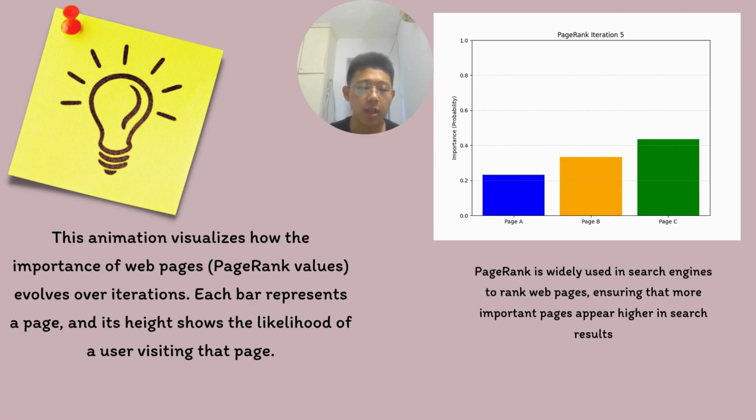This animation shows the calculation process and displays the changes. It visualizes how the importance of web pages evolves over iterations. Each bar represents a page, and its height shows the likelihood of a user visiting that page. PageRank is widely used in search engines to rank web pages, ensuring that more important pages appear higher in search results.